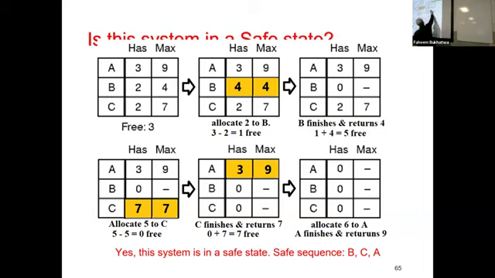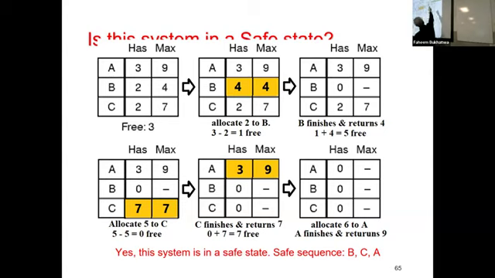This guy needs 5, he still needs 5. 7 minus 2 still needs 5 out of the 7. We only got 2 so far. So we can give our 5 to C now. So now C will have 7. We will have nothing remaining, but this guy will finish and give us back the 7.